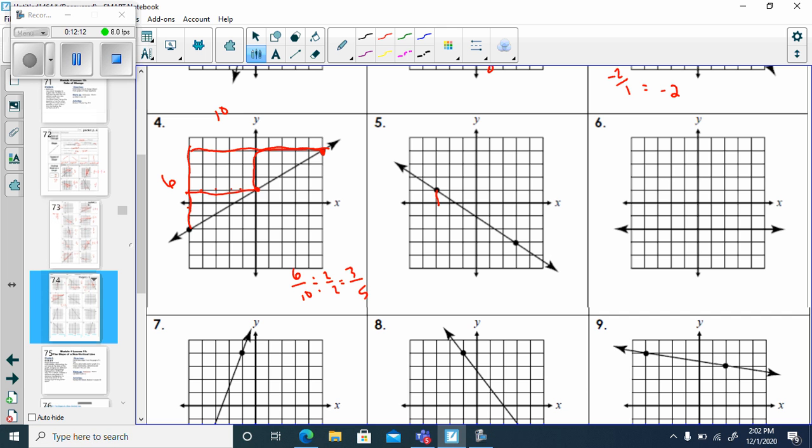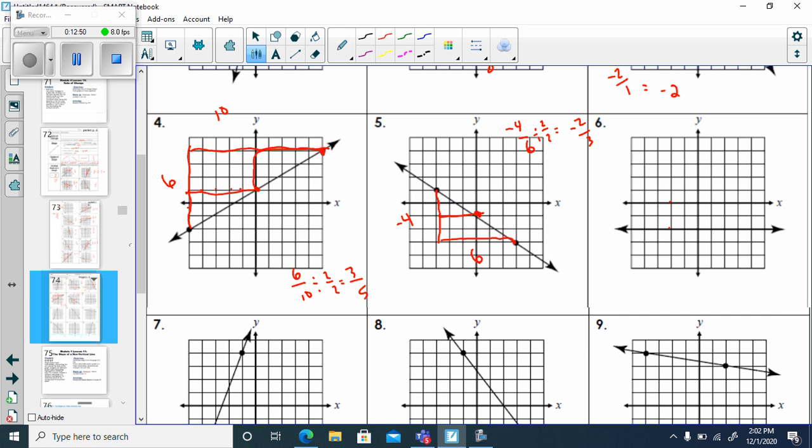If I go down 1, 2, 3, 4, down 4, and over 1, 2, 3, 4, 5, 6, down 4 over 6. If I divide both of those by 2, I would have down 2 over 3. Let's see if that slope works from here. Down 2 and over 1, 2, 3. Yep, that's on the line. Down 2 and over 3. Yep, it's on the line. Doesn't matter where you check it. It's the same slope no matter where.